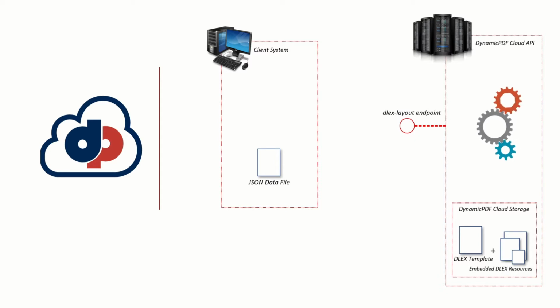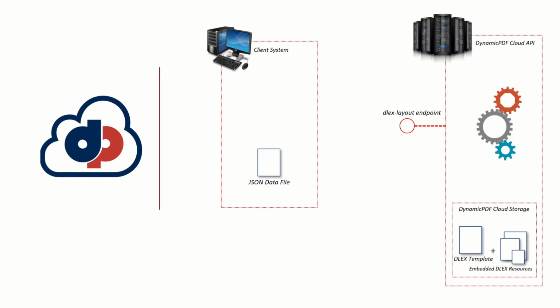From your client system, that could be a server, your own PC, whatever, you're going to have a JSON data file. So this is how it would work. We're assuming we already have the resources, the dlex template and any embedded resources for that dlex template. So the way it works is the JSON data file should reside in your client system. And that should make sense because you don't want to have your proprietary data in the cloud.